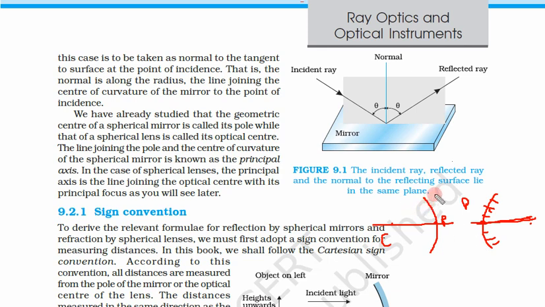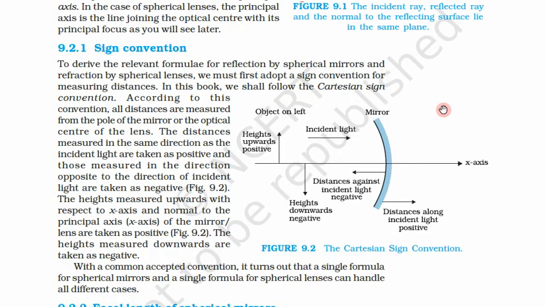Here this one is the non-reflecting side, this is the reflecting side. Now let us see some conventions that we are going to use in this chapter. What is the sign convention? What are the distances that we take positive? What are the distances that we take negative?